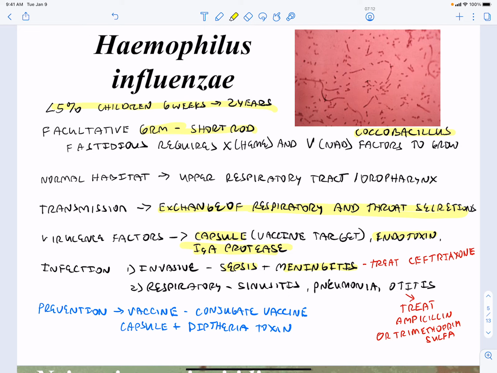Respiratory infections can be treated with ampicillin. You're more invasive, so you have to get a treatment that can cross the blood-brain barrier, and so you have to use a different type of antibiotic. Prevention, of course, is going to be a vaccine. So this is a conjugate vaccine in which the capsule is linked to the diphtheria toxin. So it's a combination of the two.